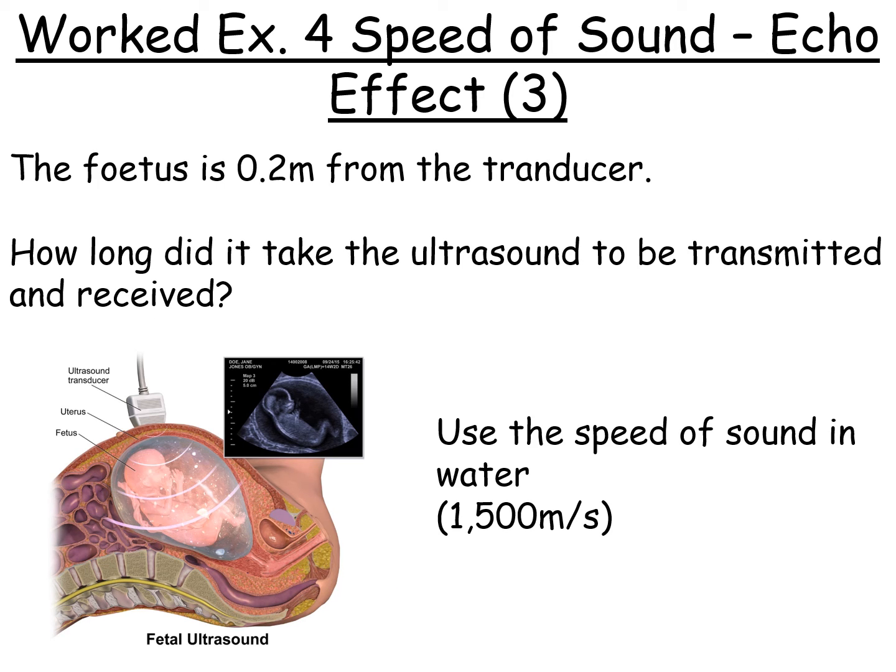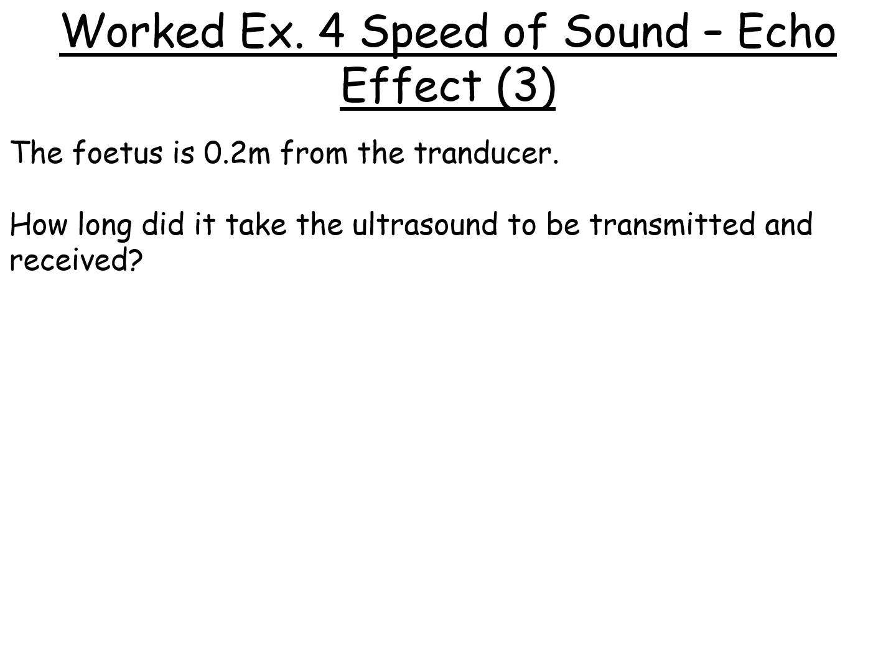Okay, final example. The fetus is 0.2 meters from the transducer. So this thing here, I'm going to circle it as the transducer, and that basically just gives off the ultrasound. And in this case, it says, how long did it take the ultrasound to be transmitted and received? And it gives you the hint, use the speed of sound in water, which is 1,500 meters per second. Again, if you feel confident, try this yourself. If you're not, we're going to do it together in the next slide.